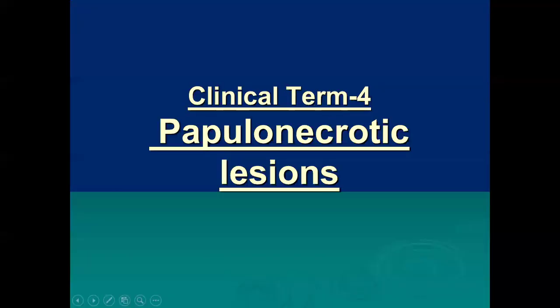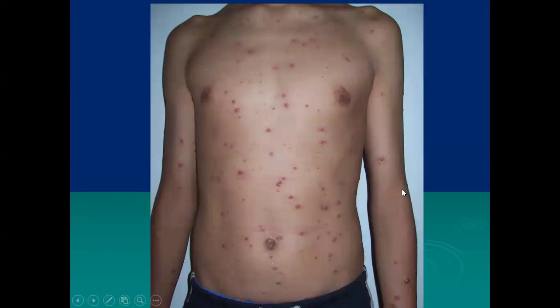So the fourth term I'm introducing today is the papulonecrotic lesions. So in this, you would be thinking of all the diseases in which we find papules, and these papules get necrosed. There are a few conditions which are associated with this appearance with some different clinical and histopathological appearance. So this is the most common condition in which we don't expect papules, but we expect vesicles which become necrosed and crust. So this is chickenpox.